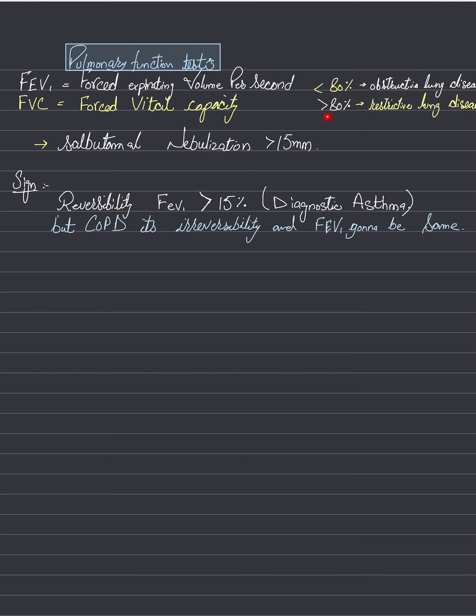If the patient has more than 80%, it means it's a restrictive disease. So for the test, we give the patient a salbutamol nebulizer. If it's reversible, if the patient has more than 15% improvement in FEV1, it means it's asthma. So it's not an obstructive disease, because the bronchodilator has an effect. But in COPD, it's irreversible, and FEV1 is going to stay the same because it's an obstructive, not restrictive, disease.